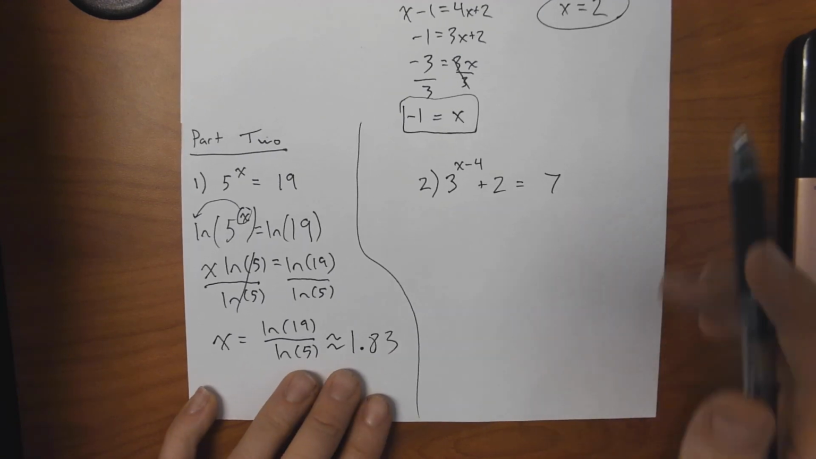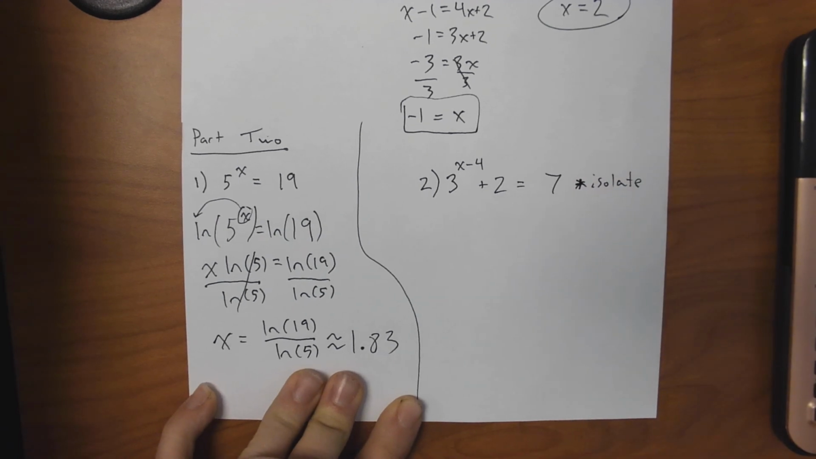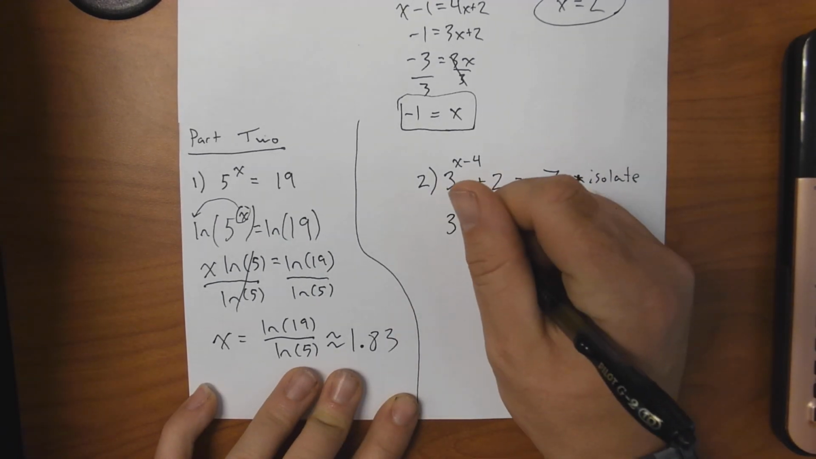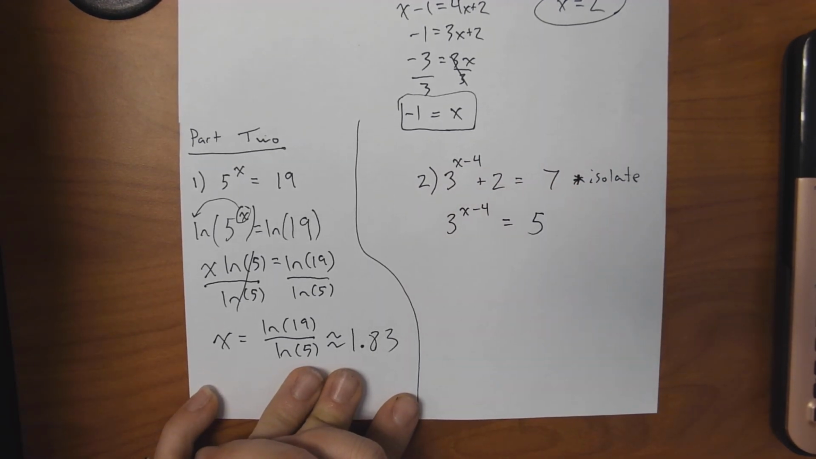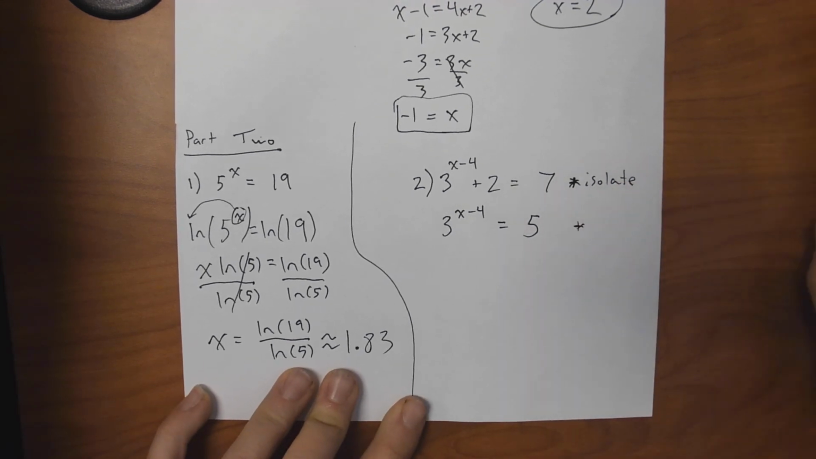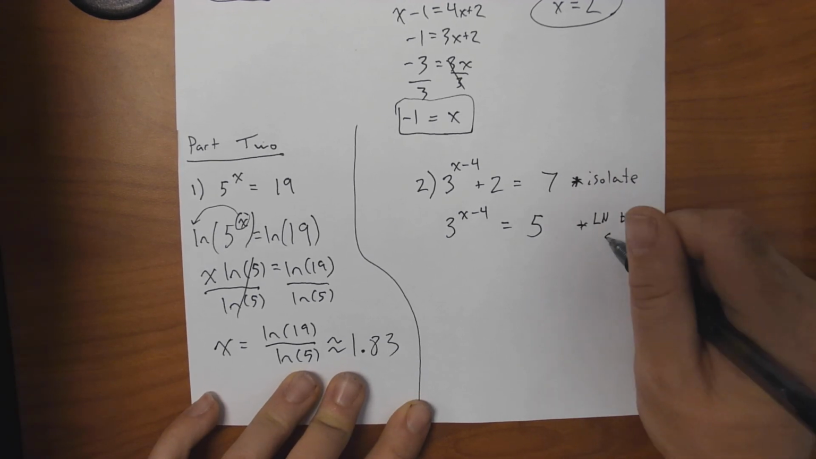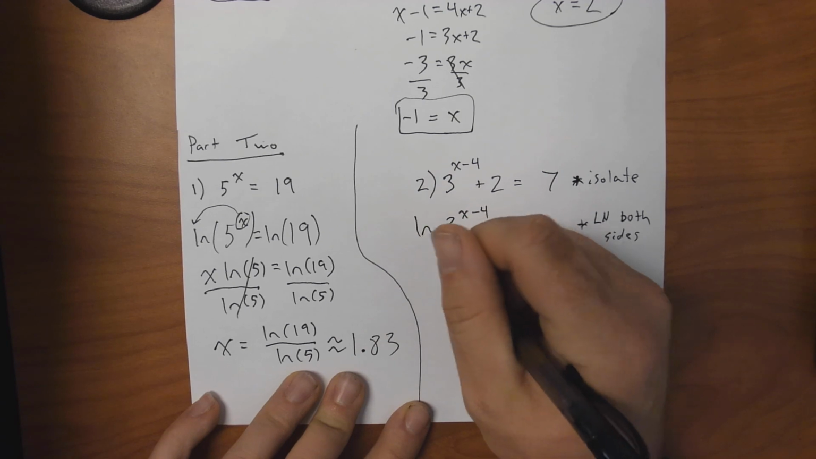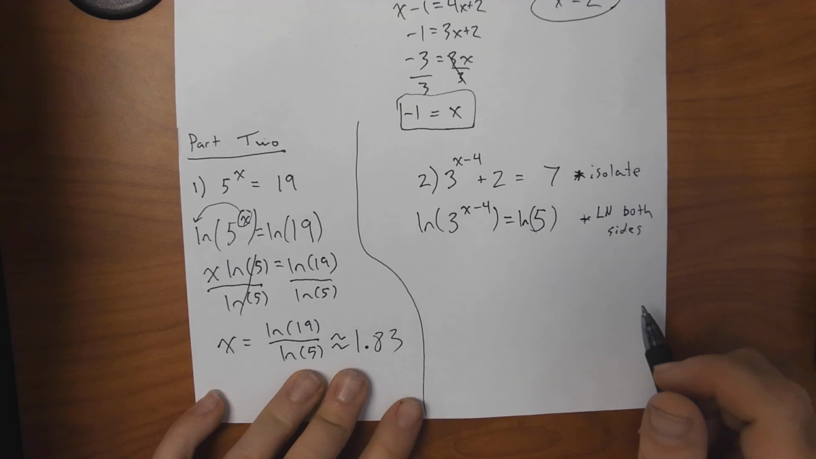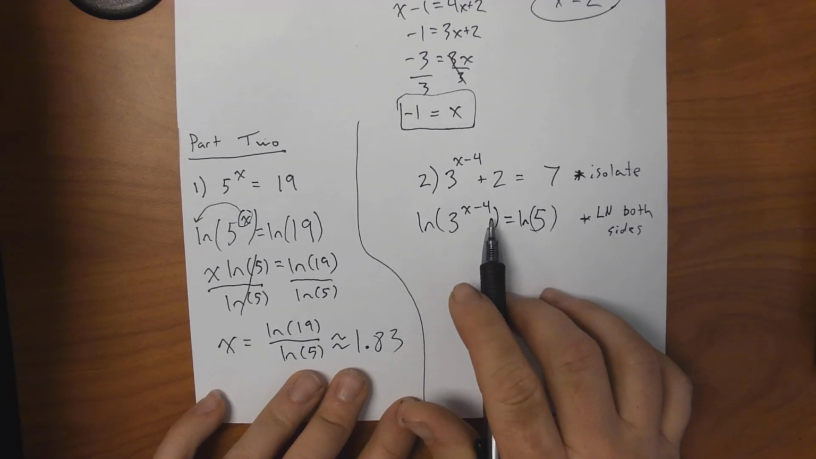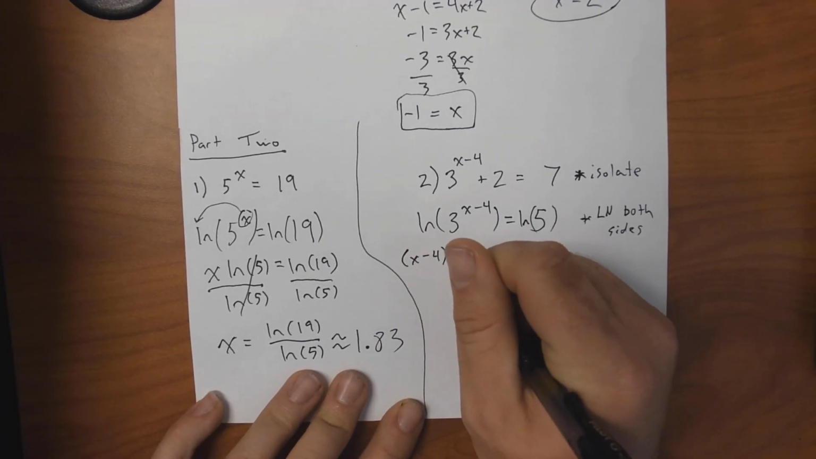This next example is going to be very, very similar. The only big difference is you're going to have to isolate first. So subtract 2 from both sides. All right, once you've isolated it, now log both sides. I like to use the natural logarithm. So we're going to natural log the left, natural log the right, and I can pull the power out. Now when I pull that power out front, I have to treat it as a single expression. I have to keep it in parentheses, in other words.